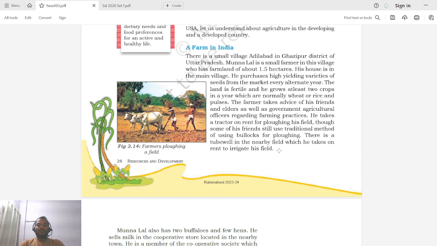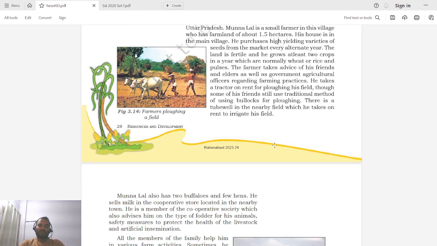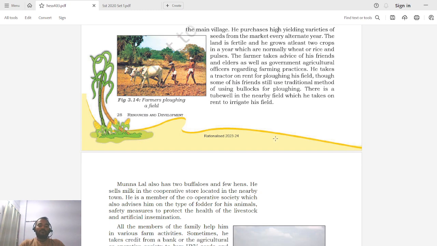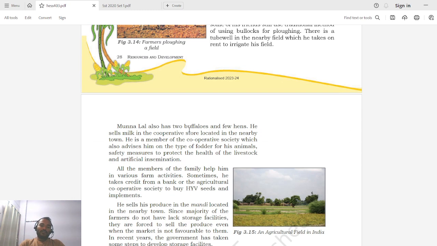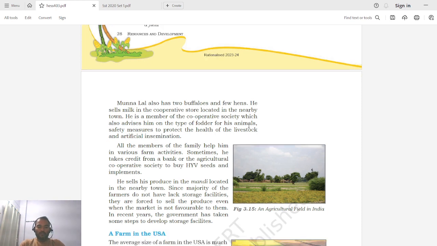There is a tube well in the nearby field which he takes on rent to irrigate his field. Also this Munna Lal, if you see, he takes a tube well on rent for irrigating his farm, because there is a tube well in the nearby farm. Munnalal also has two buffaloes and a few hens. So, in addition to this farm, he has got two buffaloes and a few hens.